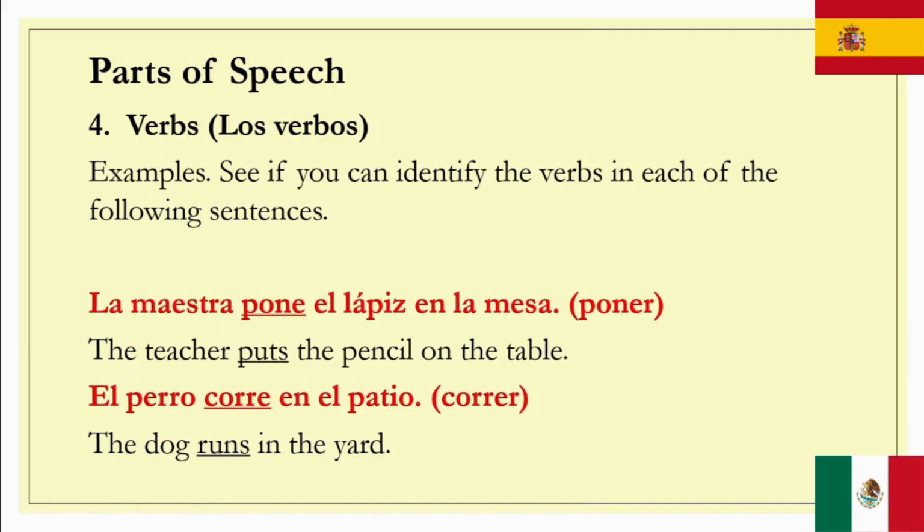The same thing with the second example, the dog runs in the yard. Runs is the action word, or the verb. Correr is the infinitive for corre. And we can see that the dog is third person singular. So again, we must conjugate it to its third person singular form. Okay? That's why it ends up to be corre. El perro corre en el patio.